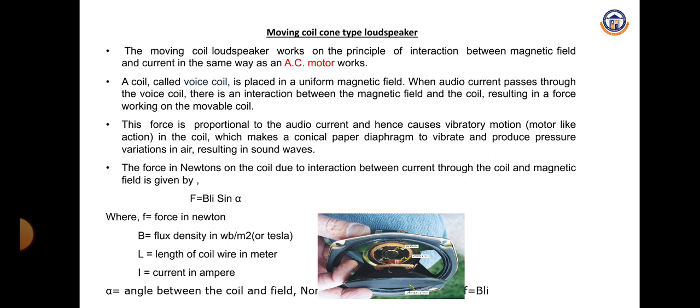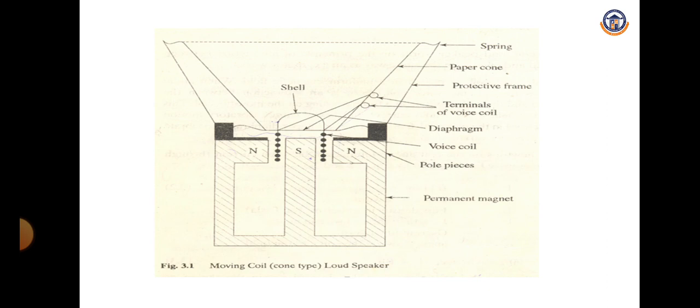The force in newtons on the coil due to interaction between the current through the coil and the magnetic field is given by F = BLI sin alpha. Here F is the force in newtons, B represents flux density, L represents the length of coil wire in meters, and I represents current in amperes. When alpha is equal to 90 degrees, F = BLI. And this is the structure of the moving coil loudspeaker.